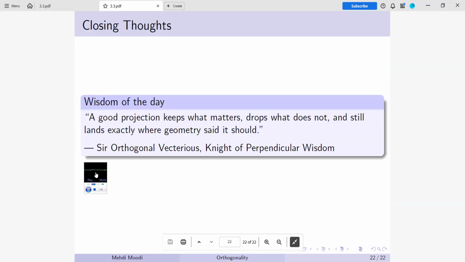Orthogonality is everywhere in linear algebra. It helps us describe lines and planes, split vectors into useful pieces, and measure distance cleanly. Perpendicularity is more powerful than it looks.